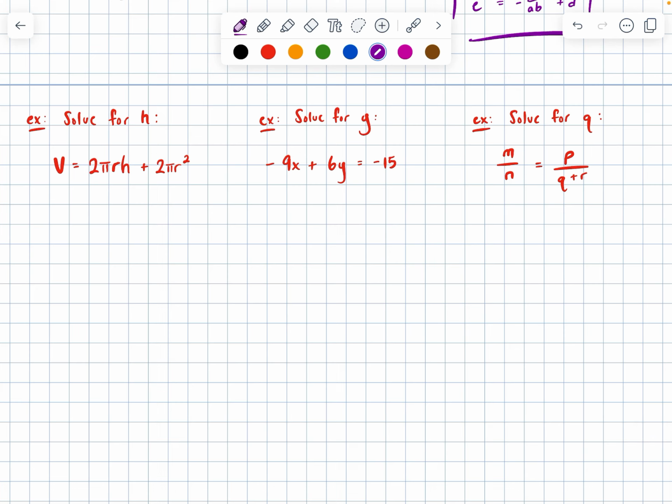So here, v equals 2 pi r h plus 2 pi r squared. Negative 9x plus 6y equals negative 15. M over n equals p over q plus r. So same idea. You've got a variable that I've asked you to isolate. In this case, maybe you've got it in the denominator, maybe you don't. Maybe you're just trying to get it by itself. Either way, you know the drill. Use your reverse order of operations, use your inverse operations. Let's do it!